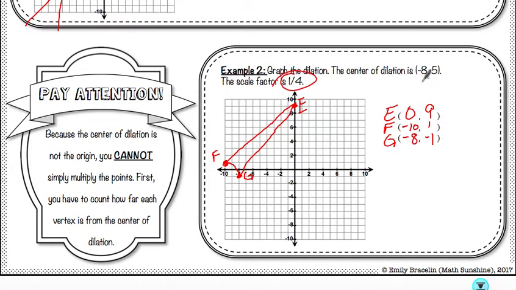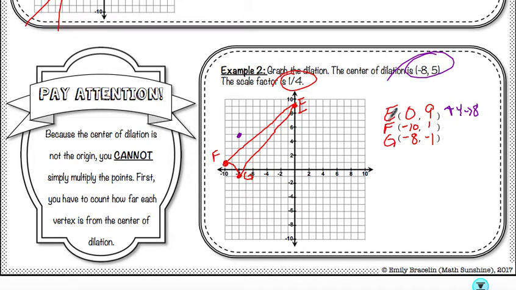Okay, the center of dilation is (-8, 5). I want to count how far I need to go to get to each of the points. We'll start in order. To get to E from the purple dot, I go up 1, 2, 3, 4, and over 1, 2, 3, 4, 5, 6, 7, 8. So 4 up and 8 to the right.